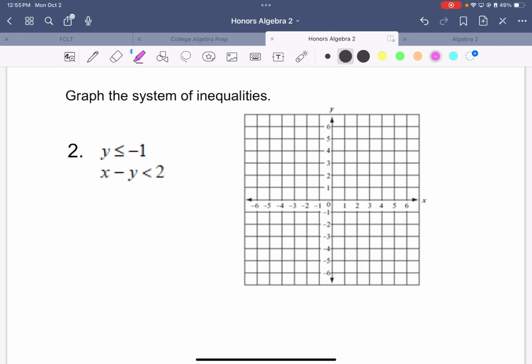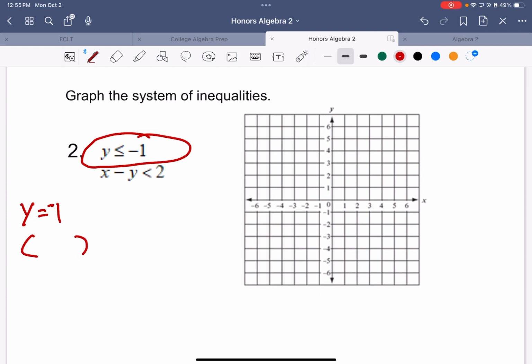We're going to graph the system where we have y is less than or equal to -1 and x minus y is less than 2. Again, we're going to graph this system. Start by graphing the first one. Treat it like it's an equation. Y equals negative 1. Remember, when y is -1, it doesn't matter what my x value is. My y value is always -1.